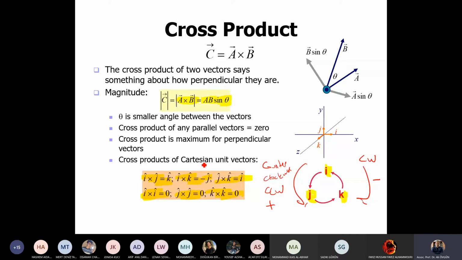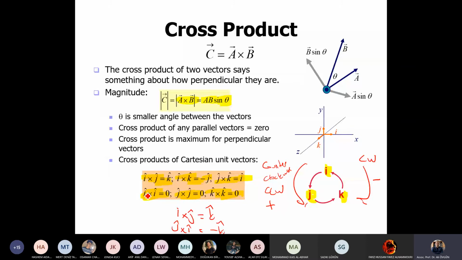What does it mean? It means that I cross J, when you make multiplication like that, becomes K. But when you go in the clockwise direction, like J cross I, it is negative K. So if you multiply two unit vectors, you will find the third one. I cross J gives you K hat, but the opposite one, J cross I, gives you minus K hat. This is also an important point.